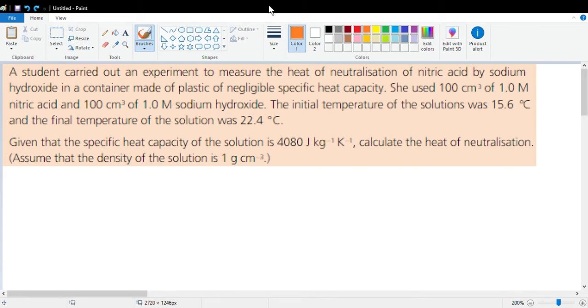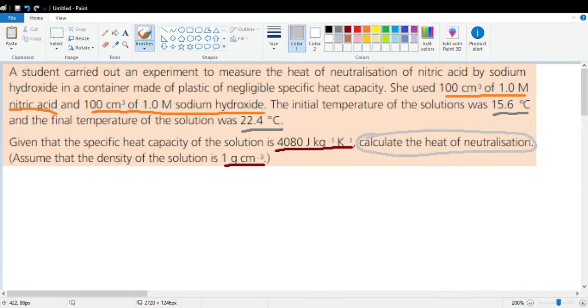So the first sentence there is just telling me what's happening. The student used 100 centimeters cubed of 1 molar nitric acid and 100 centimeters cubed of 1 molar sodium hydroxide. So that's telling me my volume. My initial temperature was 15.6 and my final temperature was 22.4, and I'm given the specific heat capacity and I'm told what the density is equal to, and my question is asking me to calculate the heat of neutralization.